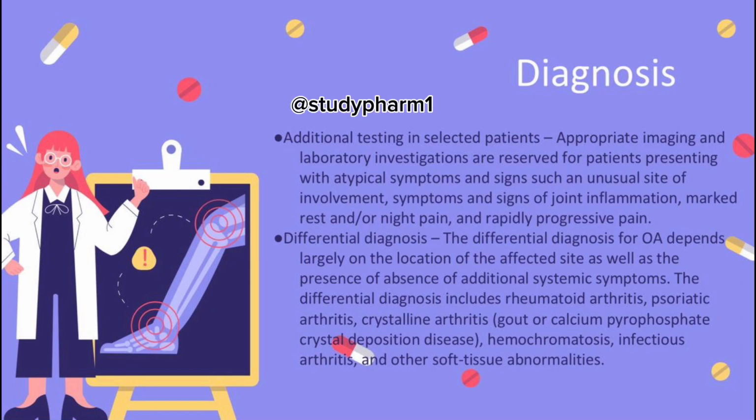Differential diagnosis. The differential diagnosis for OA depends largely on the location of the affected site as well as the presence or absence of additional systemic symptoms. The differential diagnosis includes rheumatoid arthritis, psoriatic arthritis, crystalline arthritis, gout or calcium pyrophosphate crystal deposition disease, hemochromatosis, infectious arthritis, and other soft tissue abnormalities.